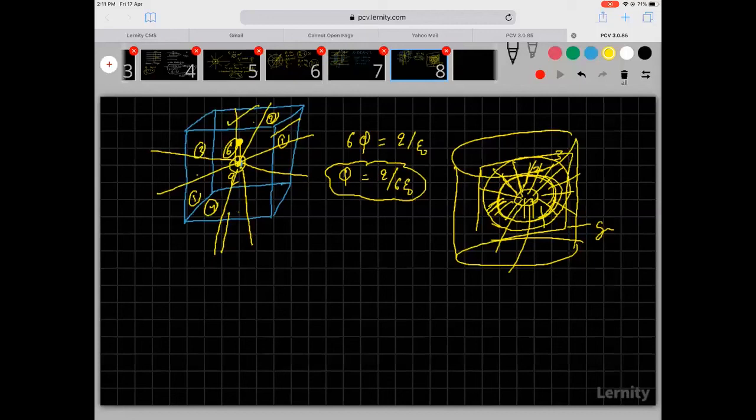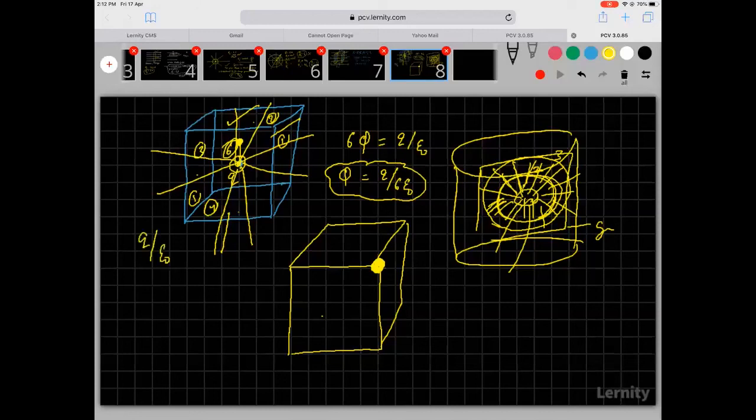Now, in a particular year, they gave a question where they drew a cube like this, and they are asking what is the flux through the cube. I placed the charge inside. When I placed the charge inside, I was very clear the flux is equal to Q by epsilon naught. But now they have placed the charge at one of the edges, one of the corners. And now they are asking, tell me what is the flux through this cube.